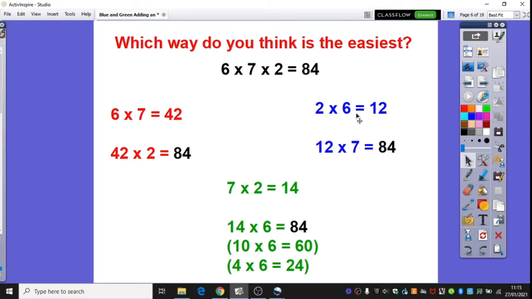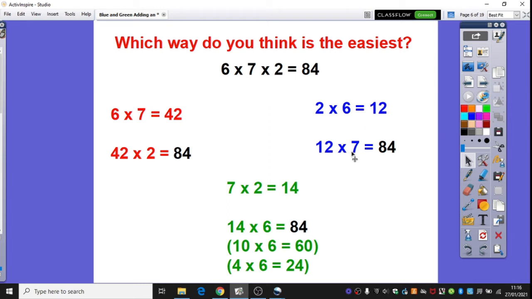We've got here 2 times 6 is 12, 12 times 7 is 84, or 7 times 2 is 14, and 14 times 6, I had to do a bit of partitioning, 10 times 6 and 4 times 6, which obviously gave me 84. So we can probably rule out that this green one here was probably the hardest due to the partitioning. And if I had to make a choice, I'd probably say I found leaving the timesing by 2 till last the easiest, because all I had to do was double this answer.